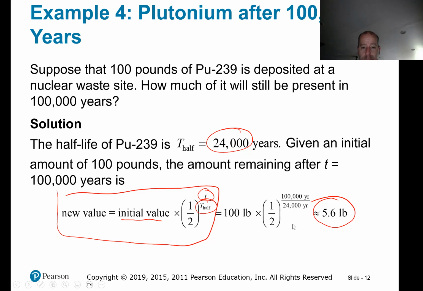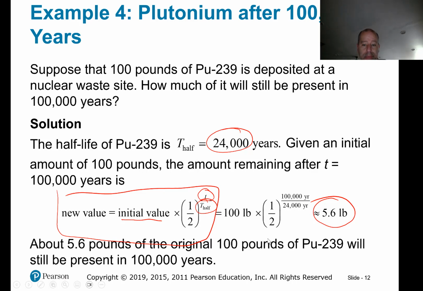Which makes sense, right? Because this goes into 100,000 approximately 4 times. So if we have half of 100 pounds after the first time, that's going to leave 50 pounds. The next halving time we'll have 25 pounds. The next halving time we'll have 12.5 pounds. And the next halving time we'll have approximately 6.25 pounds. Since this is a little bit more than 4 doublings, it makes sense that it would be approximately 5.6 pounds.